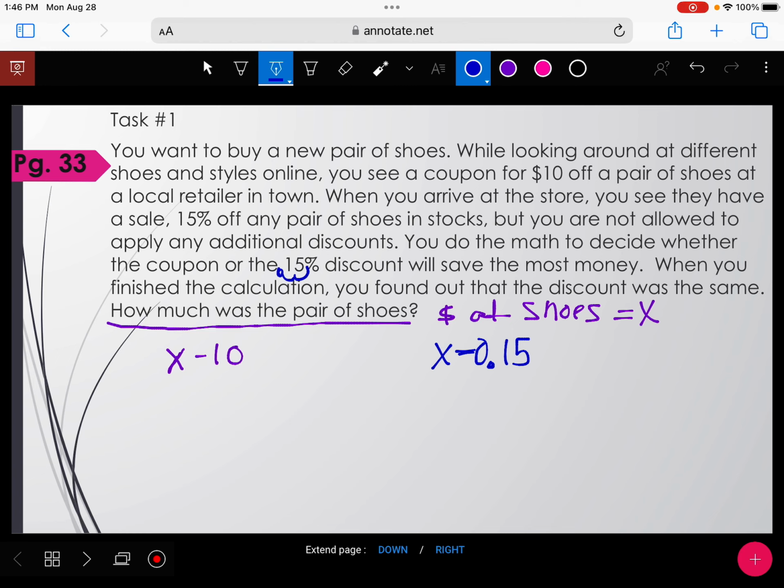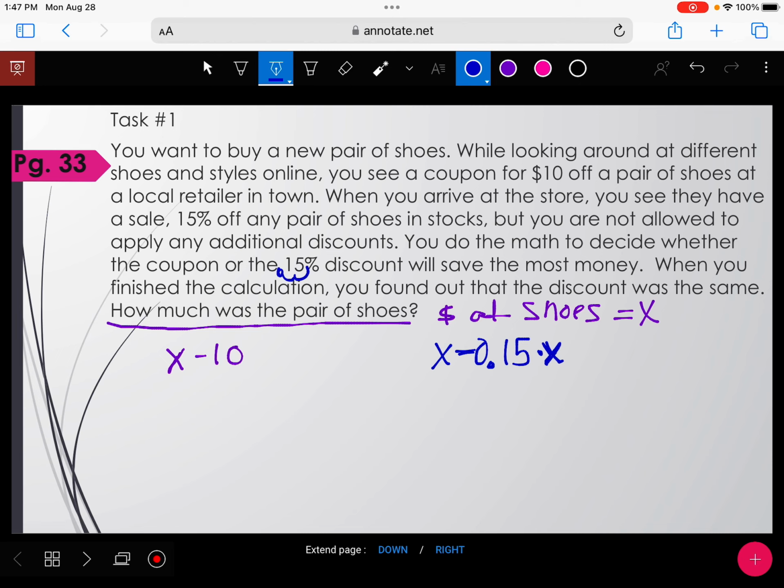What if the shoes were $10? What would we be doing to find 15% of $10? Multiply it. Times that cost, right? So 0.15 times the cost of the shoes. So when we have 15%, you got to make sure we're taking that decimal and multiplying it times the cost of whatever.